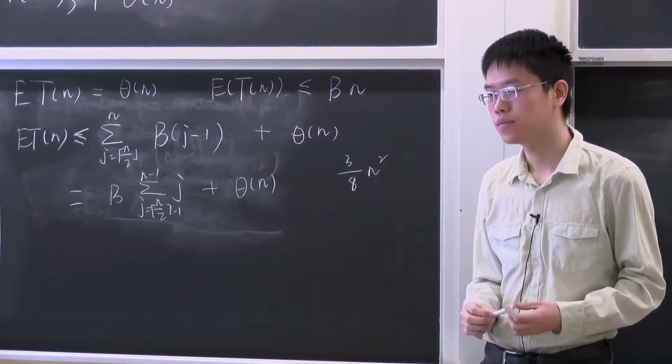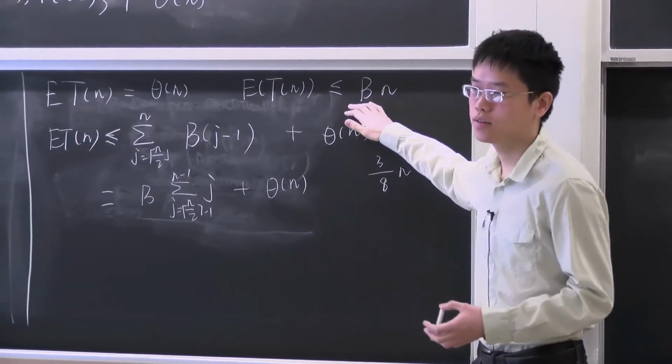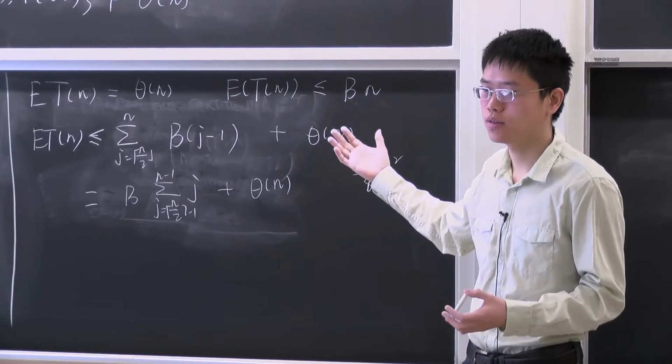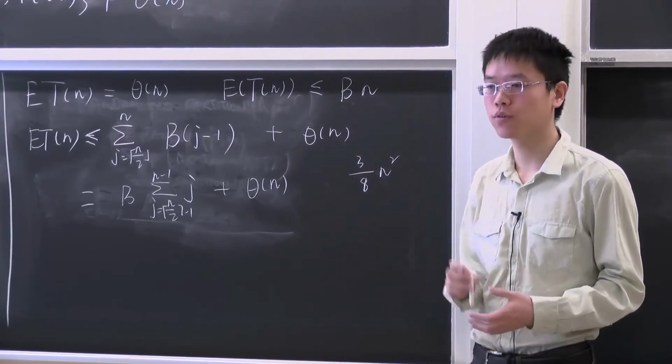Why did you assume that the expected time is theta n? Oh, that's just a guess. If it's wrong, we'll have to assume something else, which we will see in the next example. But good question.